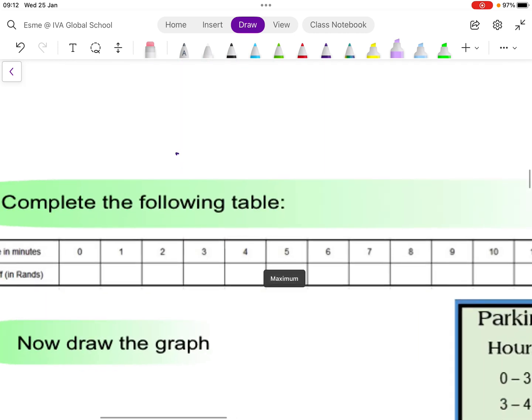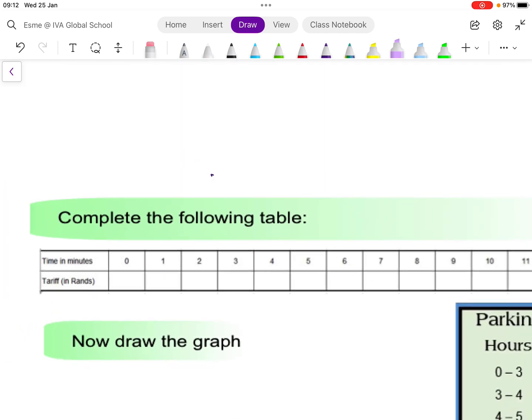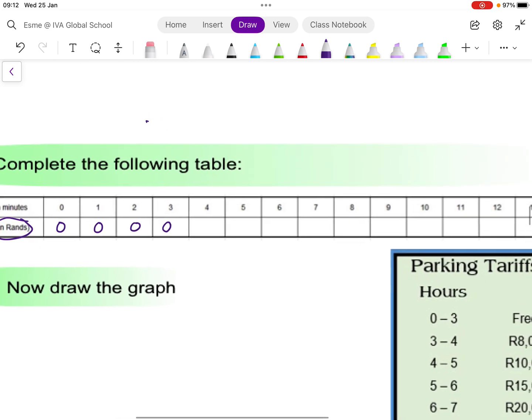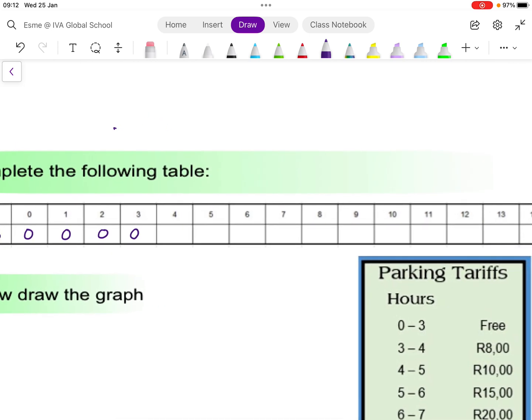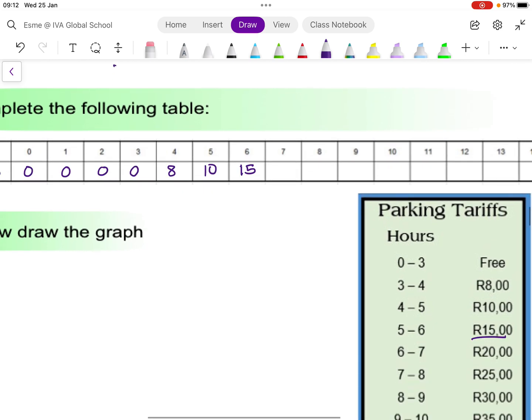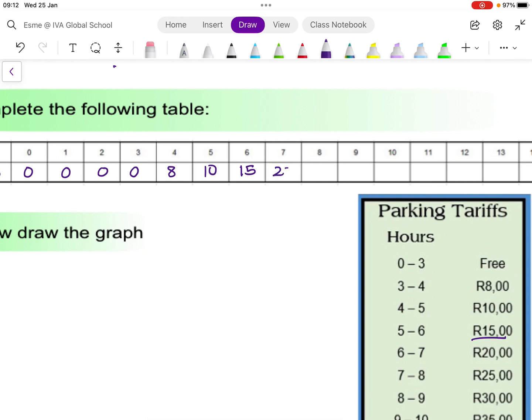Right, so let's have a look at our table over here. And so if I park, so up to 3 hours, I am going to pay nothing. And I don't have to put my Rand sign in because I've got Rands written over there. If I park for 4 hours, I am going to be paying 8 Rand. If I park for 5 hours, it will be 10 Rand. 6 hours is 15 Rand. 7 hours is 20 Rand.